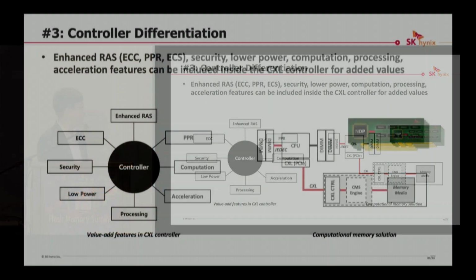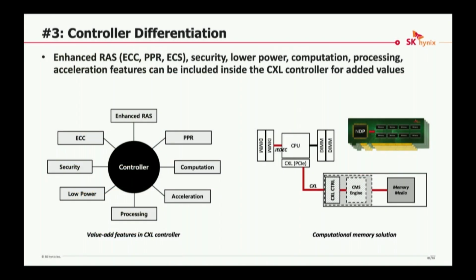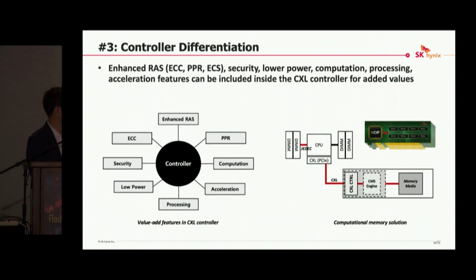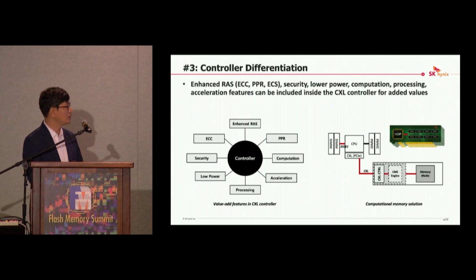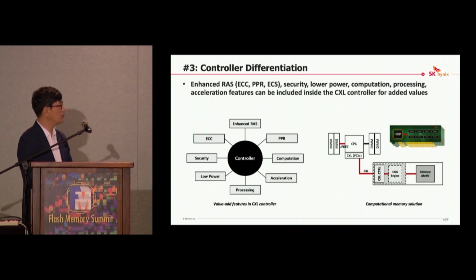The third key value is control differentiation. The difference between the first tier memory and the second tier memory shown here is that now we have a control in it. So now this allows us to integrate some special features into our controller which can add more values. Some examples of features that we can add are enhanced RAS, such as ECC, post-package repair, and error check and scrub. Or we can integrate security functions or low power functions. Computation processing and acceleration features can be added as well.